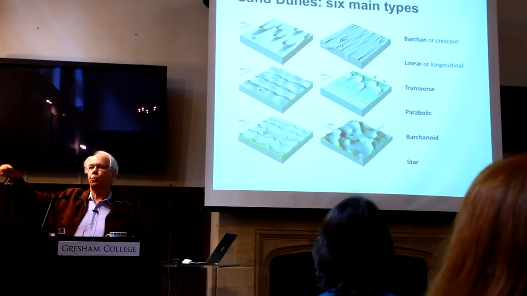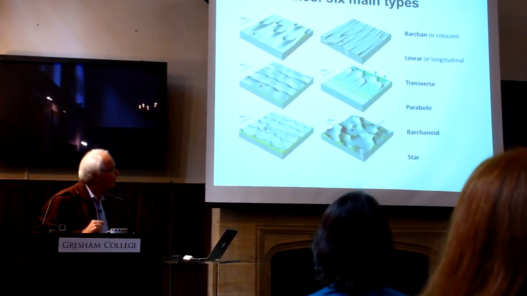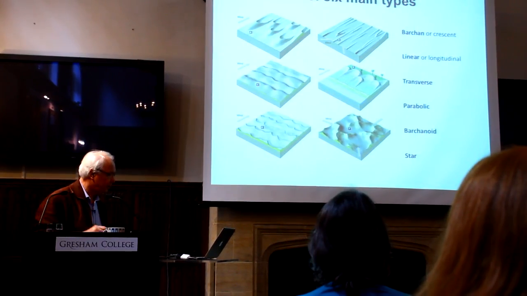Then there are barchanoid dunes, which are wobbly, and star dunes, which are dotted all over rather randomly.